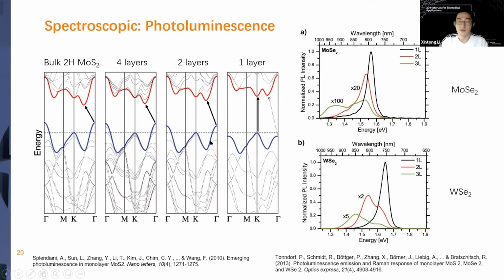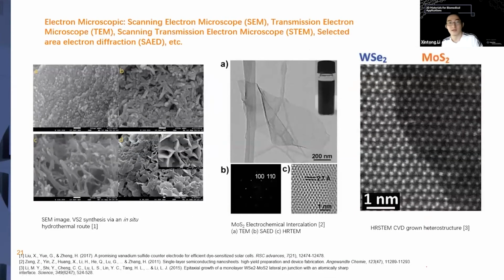This method is also used for determining the defect level and crystal quality of the material. But that usually requires an ultra low temperature, like cryo temperature photoluminescence. And then, of course, there are other methods with which we can directly image the sample, for example, using electron microscope.